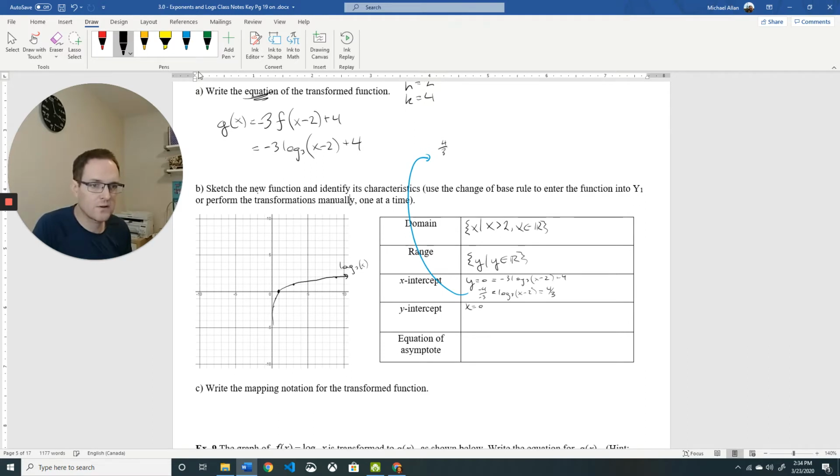So we have 4 over 3 is equal to log base 3 of x minus 2. I want to solve for x here, so I'm going to change this into exponential form. So I have 3 as my base, to the power of 4 over 3. These two switch their spots. x minus 2, and then add the 2 over. So I can punch that in my calculator and get an approximation, 6.33-ish. I'm just going to write that here.